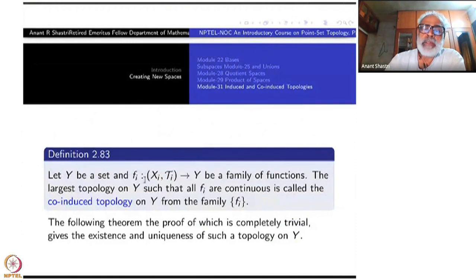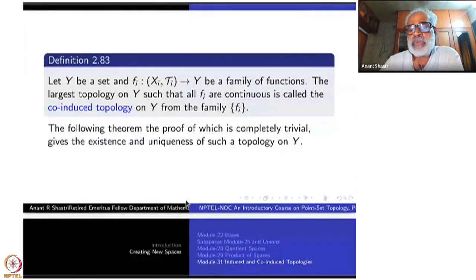Let Y be a set and Fi from Xi to Y be families of functions. The largest topology on Y such that all Fi's are continuous is called the co-induced topology on Y from the family Fi, or you may say with respect to Fi. The following theorem, the proof of which is completely trivial or similar to what we have considered in the case of quotient spaces, gives the existence and uniqueness of such a topology on Y. What is the theorem?